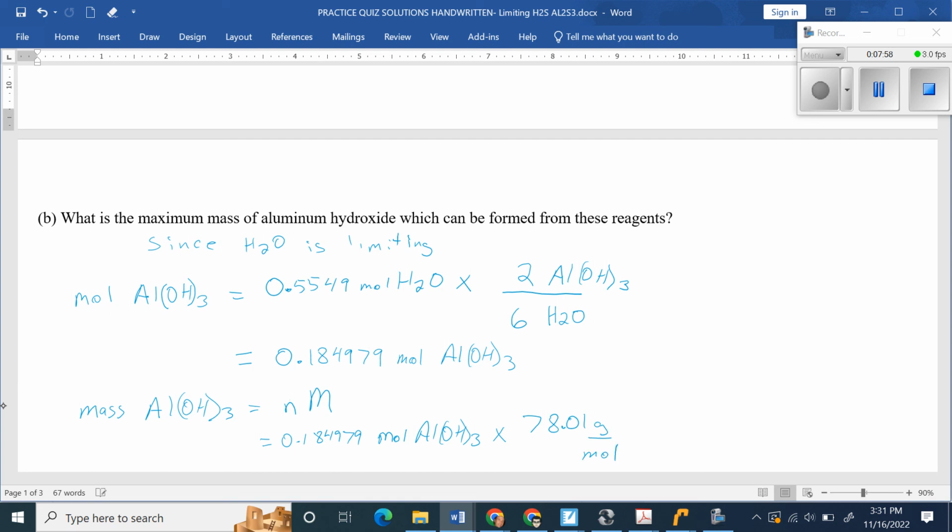And so we notice that moles cancel. My answer is in grams. So 14.43 grams Al(OH)3. Okay, and so we'll leave it there for now.